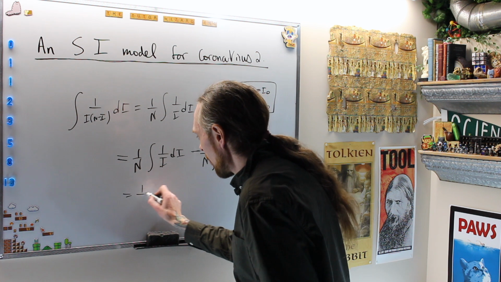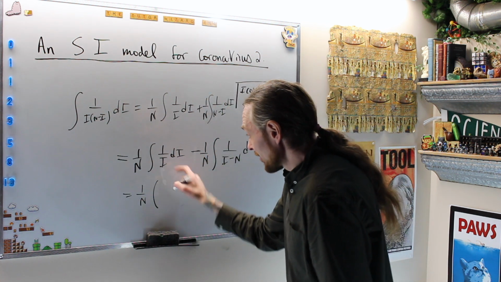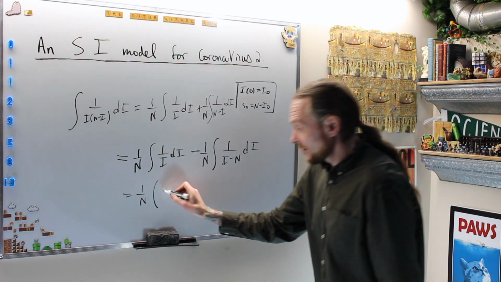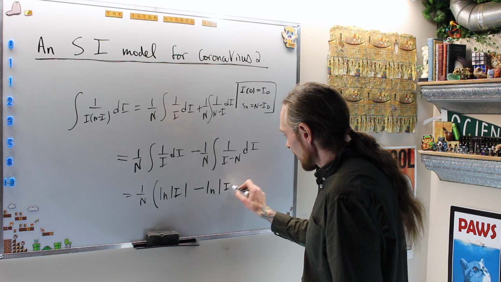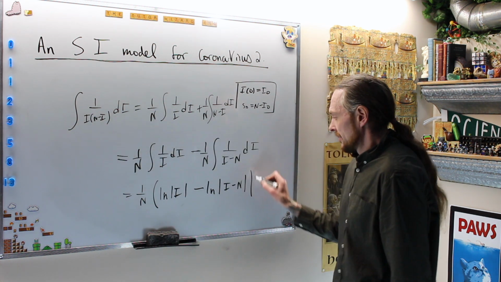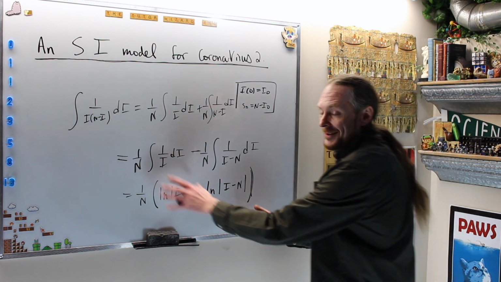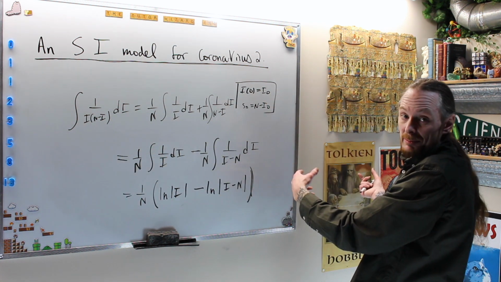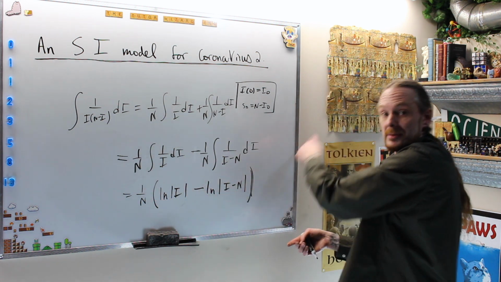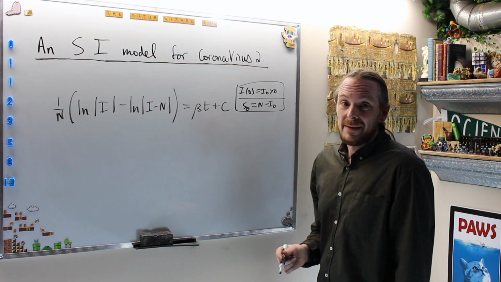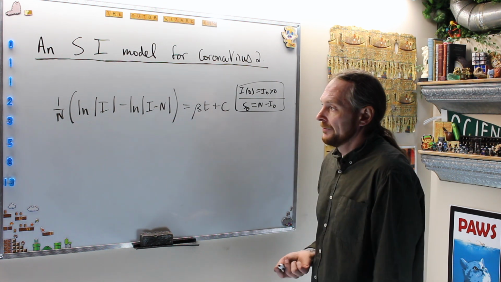Now that gives me 1 over n times, I can factor the 1 over n out. This gives me the natural log of the absolute value of I minus the natural log of the absolute value of I minus n. What does that give me? Now that was the left-hand side, and the right-hand side was the integral of beta dt, which we can now set equal to each other. This one equals the right-hand side. Let's move that up. This is the implicit form of this logistic.